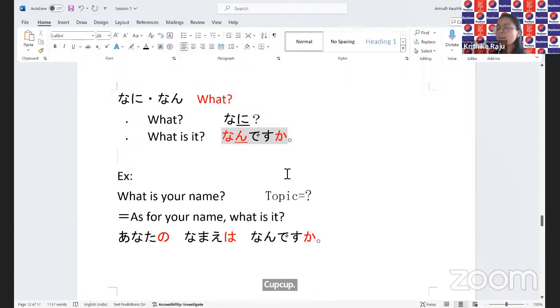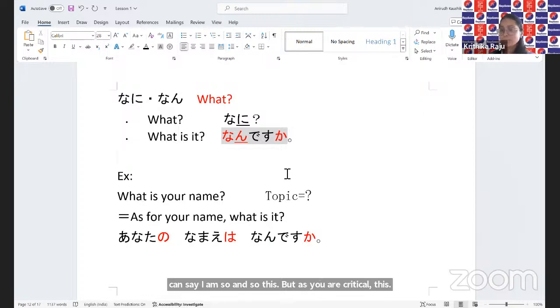You use this expression in a lot of cases. For instance, if you have to ask somebody's name. Now we know how to say your own names. You can say, I am so and so desu. Watashi wa Kritika desu. You can all do that. So how do you ask somebody their name? What is the question?